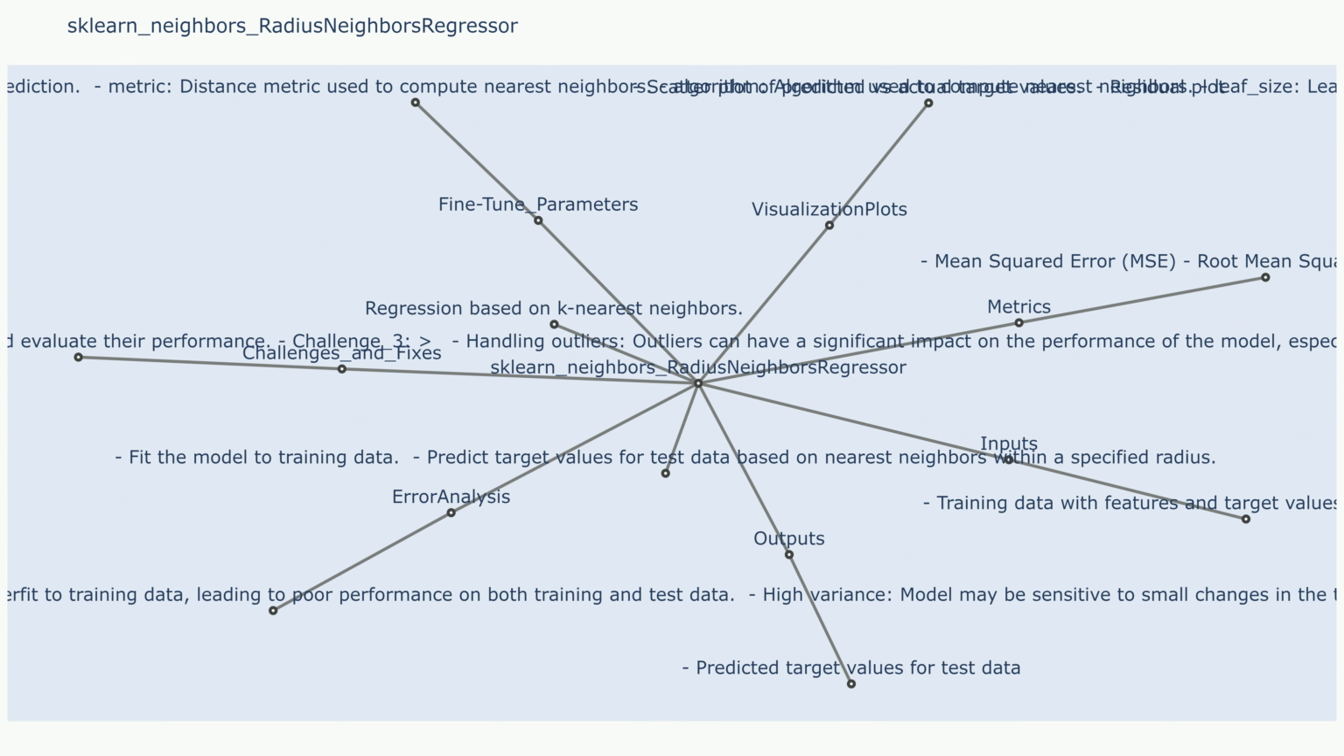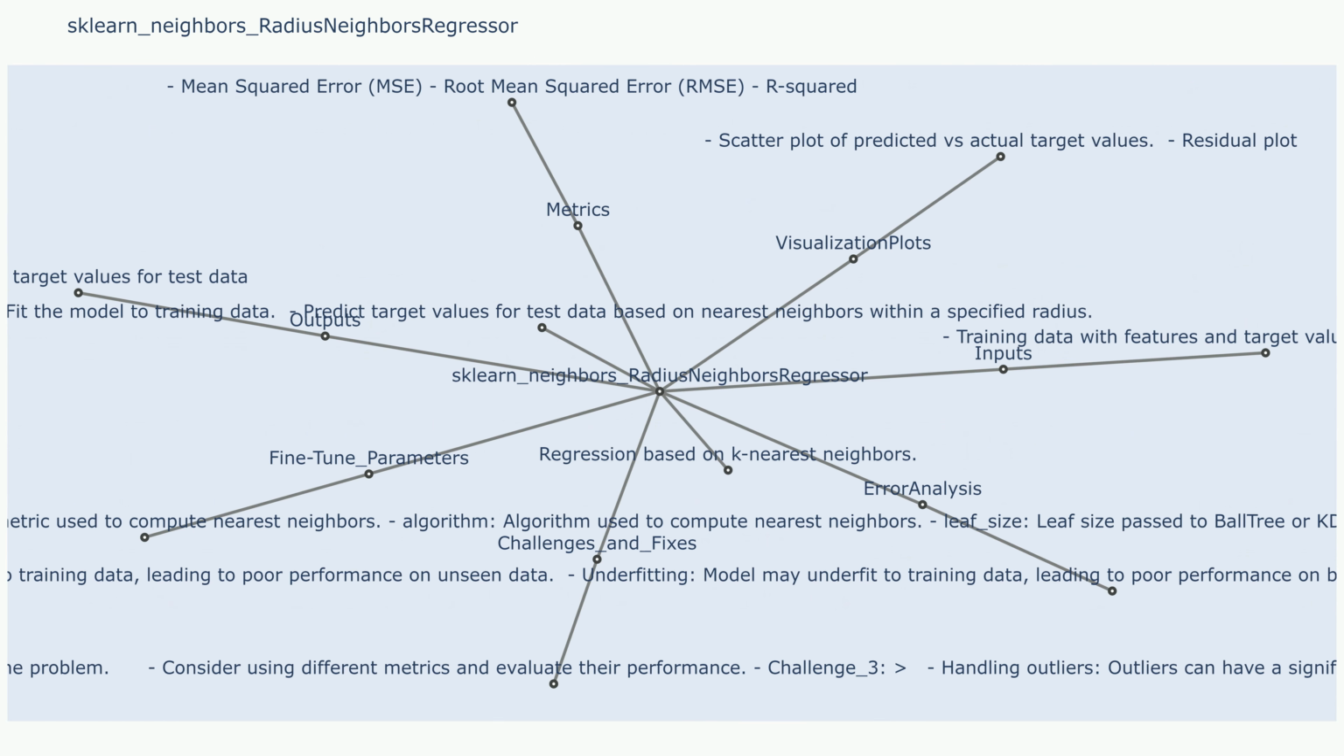Uncertainty methods. Confidence intervals. These can be estimated based on the distribution of the target values in a neighborhood. Bootstrap resampling. This involves repeatedly sampling with replacement from the training data to estimate the prediction variance and provide uncertainty bounds.